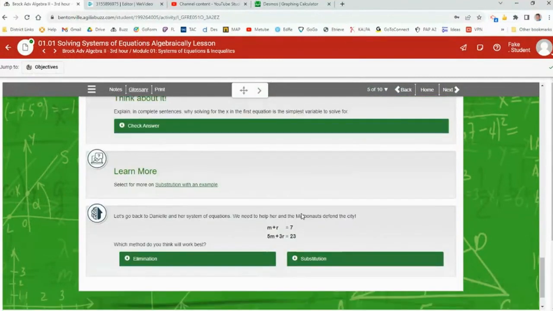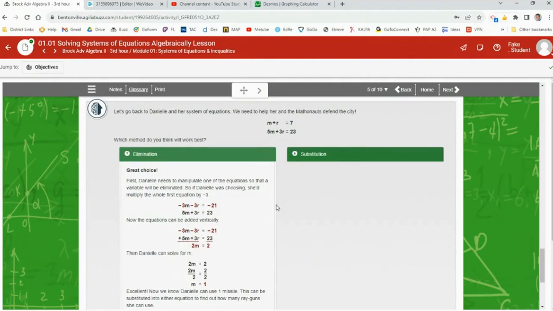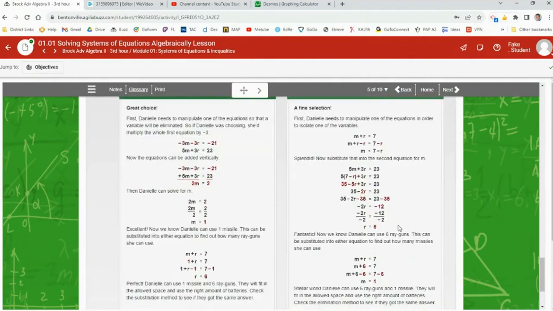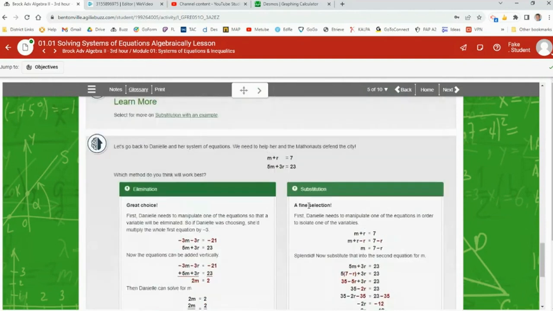Here's some others you can work on your paper and check it. Let's go to Daniel with her systems equations. M plus R equals 7, 5m plus 3r. Which do you think is worse, elimination or substitution? Which one would be best? You can do it either way. So it shows you how to do elimination, shows you how to do substitution, and either way you would come up with the same answers. M equals 1, R equals 6. So you can use either one. Just sometimes one equation looks easier than the other to do. In some methods, it really works that way.